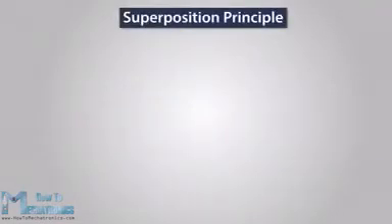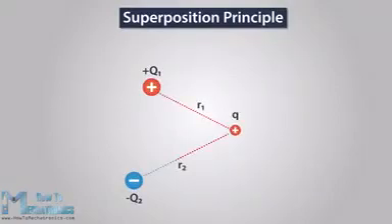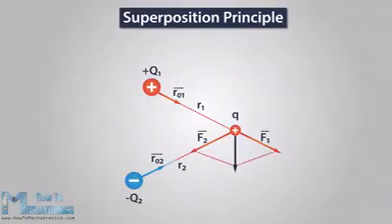Superposition principle applies to electric fields as well. Let's say we have 2 point charges, Q1 and Q2, and we bring a positive test charge Q nearby. Q1 is positive and Q2 is negative charge. The force that Q1 applies on Q is repulsive, and the force that Q2 applies on Q is attractive. The superposition principle can help us calculate the total electric field created by the multiple point charges, which is simply a sum of all individual fields.